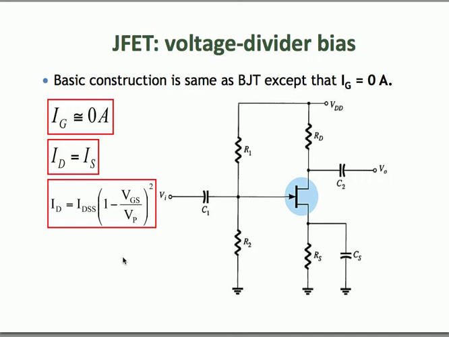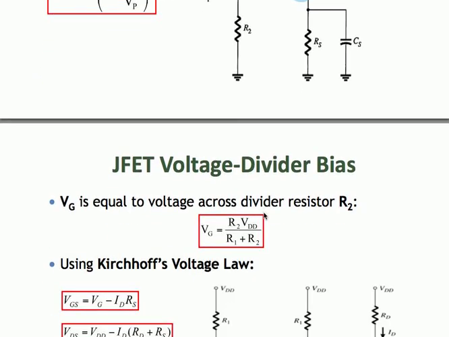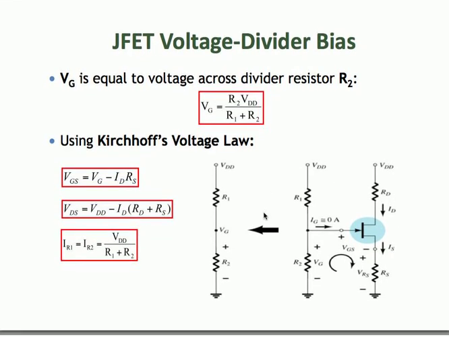So next is the JFET with voltage divider bias circuit. As you can see in the figure here, the circuit looks pretty much, in fact exactly, like the voltage divider bias circuit for the BJT, except that for a JFET, you have the gate current equal to 0. The drain current is equal to the source current, and also the drain current is given by the Shockley equation. So the way we analyze a voltage divider bias for JFET is exactly like how we solve the voltage divider for BJT.